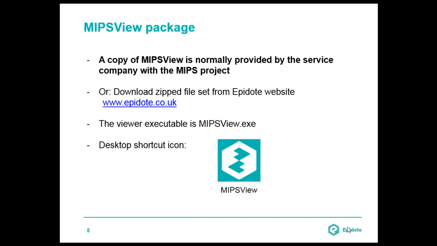The MIPSView package does not require an installation. The files can simply be copied to a suitable location on the Windows PC. This allows MIPSView to be run, if necessary, from a read-only device such as a DVD. The package is usually supplied by the processing service company, but can also be downloaded from the Epidote website Secure Client area. Once the files have been copied, it is best to create a desktop shortcut to MIPSView.exe.